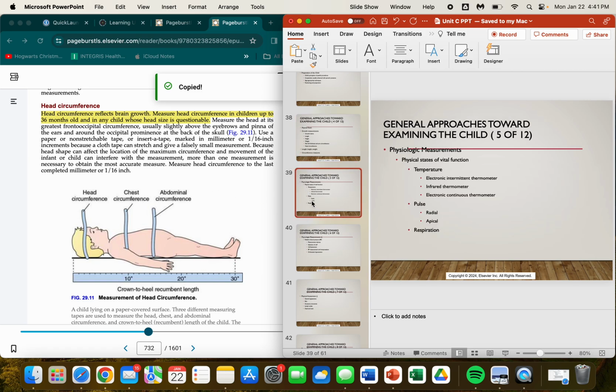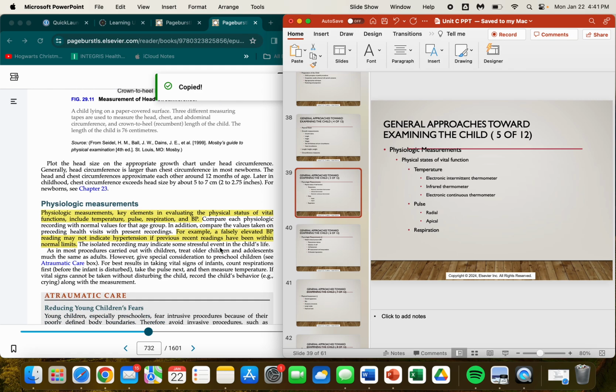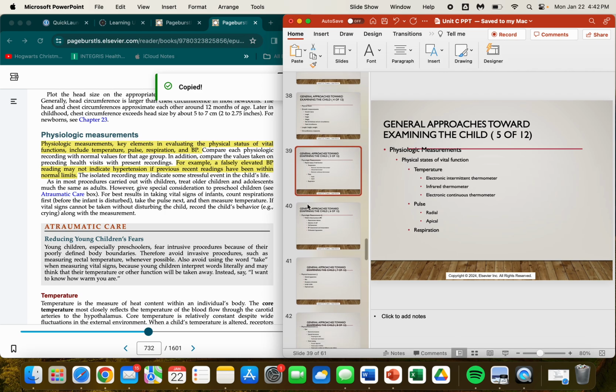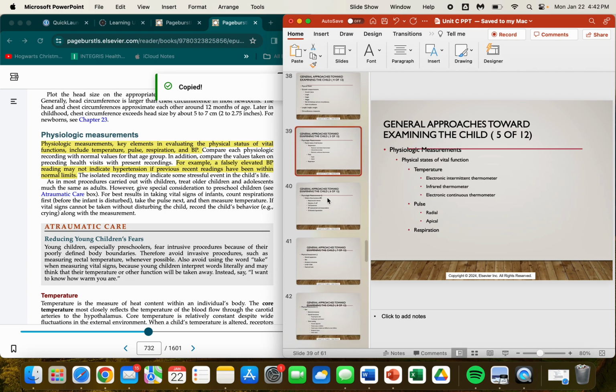So when we talk about the physiologic measurements, we talk about those key elements, including their vital signs, right? Temperature, pulse, respirations, blood pressure. Those are very similar, obviously, to how we would do an adult, but the approach might look a little different, right?